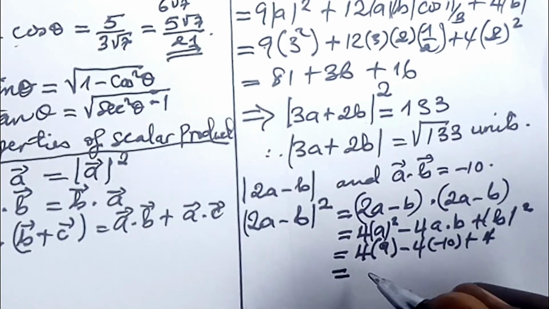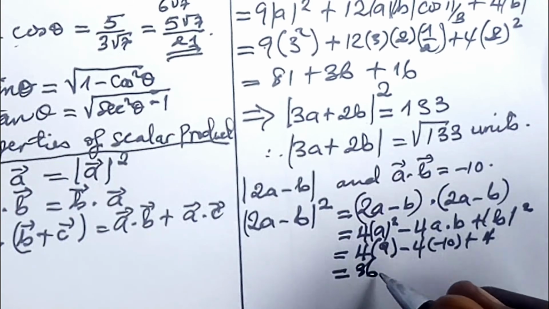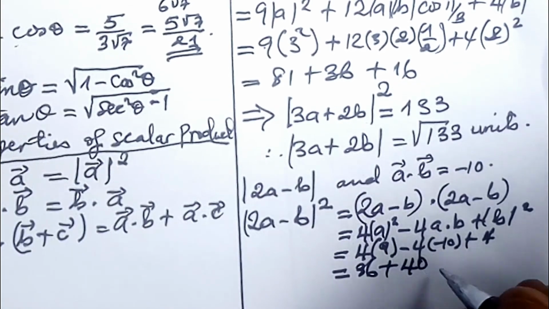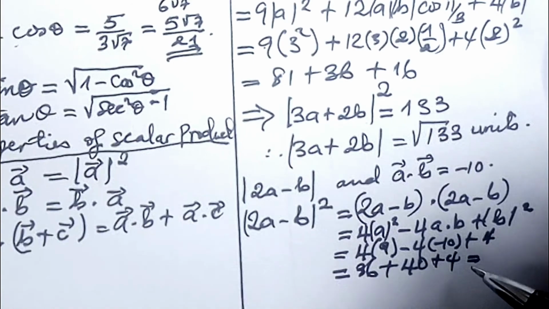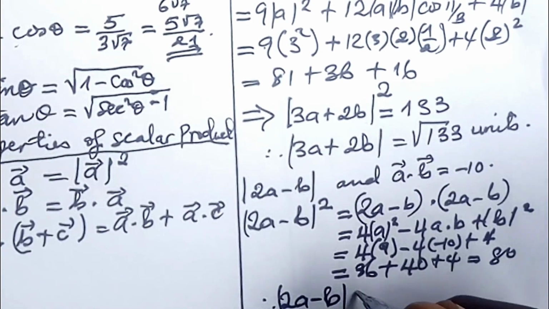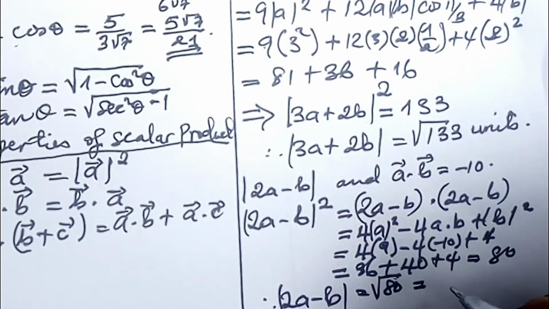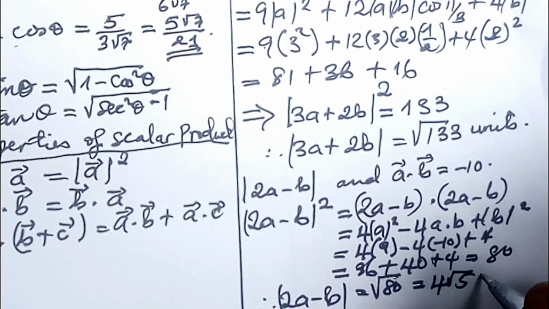This would then give 4 times 9, which is 36, plus negative 4 times negative 10, which is 40, plus 4. And we end up with 36 plus 4 is 40, plus 40, 80. So that the magnitude of 2a minus b will be the square root of 80, which is the same as the square root of 16 times 5, giving 4 root 5 units.